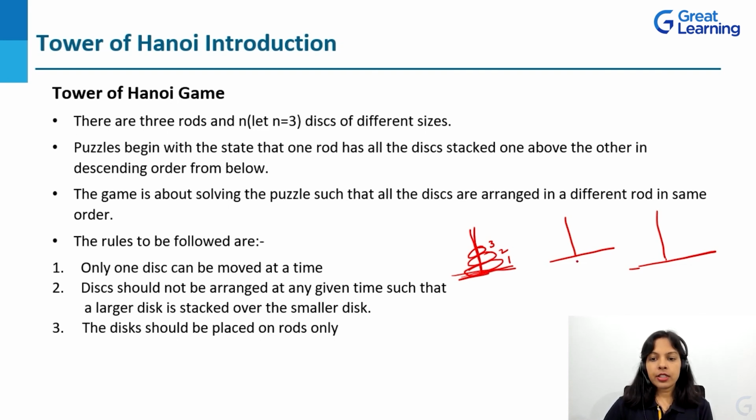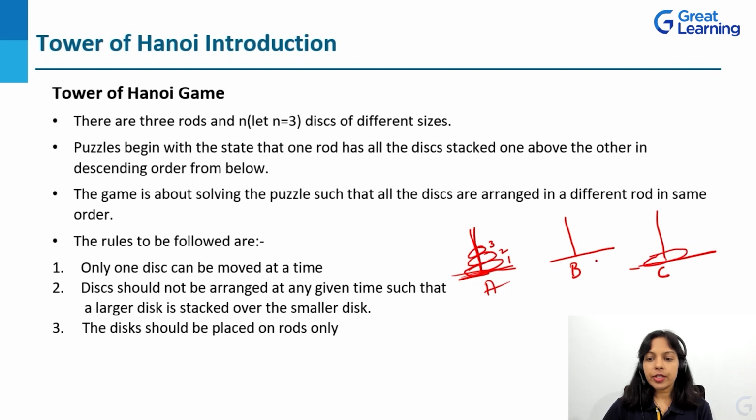This is the initial state where there are 3 towers, A, B and C, suppose. In tower A, these are the 3 disks stacked one above the other. There can be multiple disks. What is the final state of the puzzle? You have to reach the final state of the puzzle from this source state. And the final state is that all these three disks, in the same manner as they are arranged in rod A, should be shifted to rod C, or tower C, in the same manner.